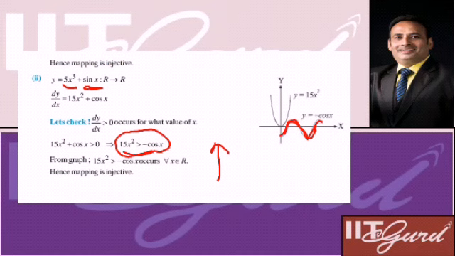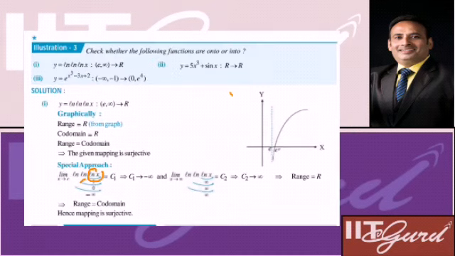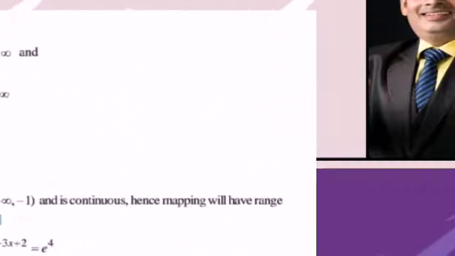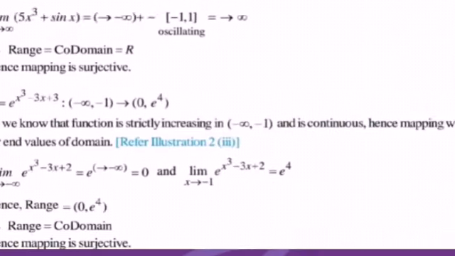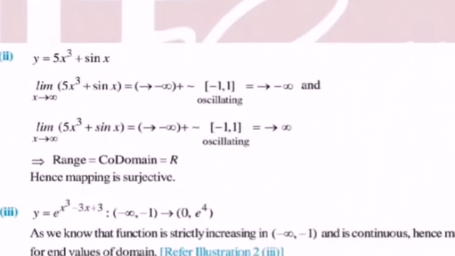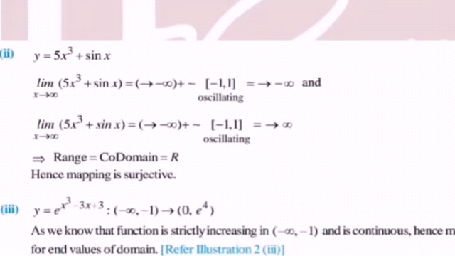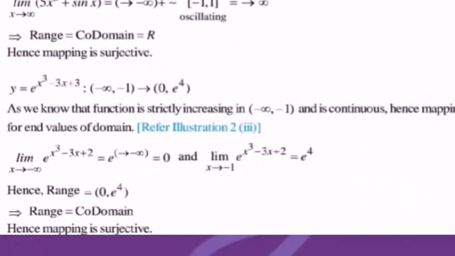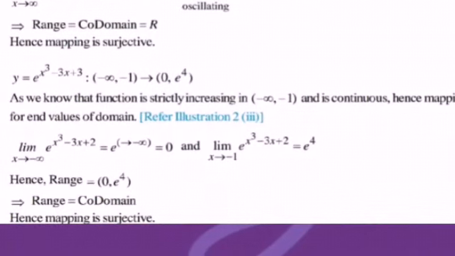As the x cubed part goes from minus infinity to plus infinity, and here plus sin x, which lies in the interval minus 1 to plus 1, if you add something between minus 1 and plus 1 to all real numbers from minus infinity to plus infinity, then of course the result will be all real numbers. So the function is surjective undoubtedly. So it is surjective as well as injective. Now come to the third question, that was e to the power x cubed minus 3x plus 3.